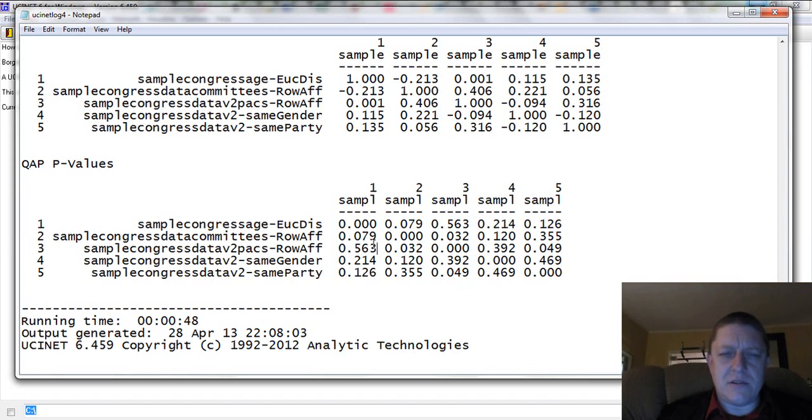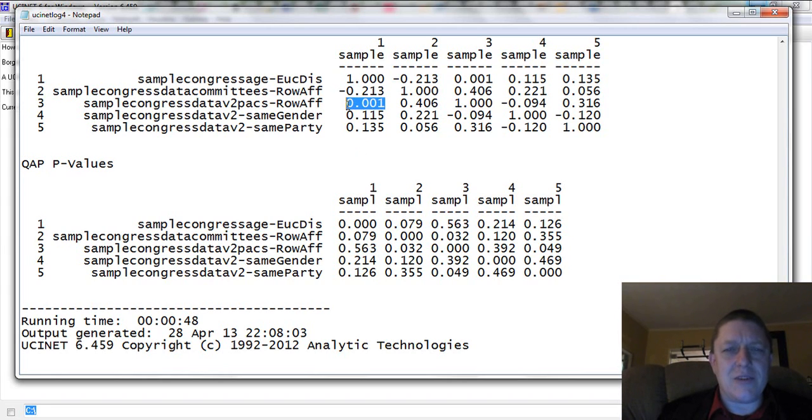There's another failure in statistical significance, and that's for age, at least in our small sample. Okay? Age differences don't seem to statistically significantly determine similarity in getting PAC money.